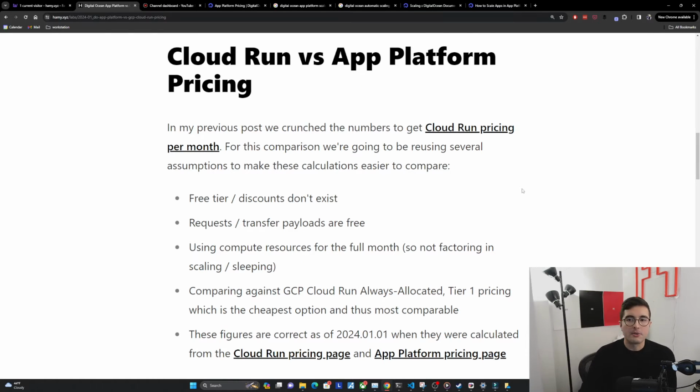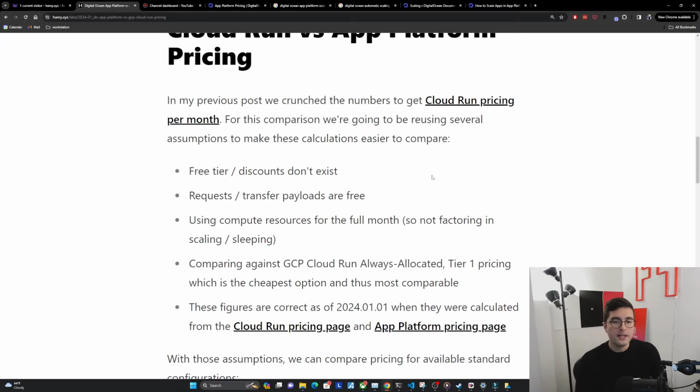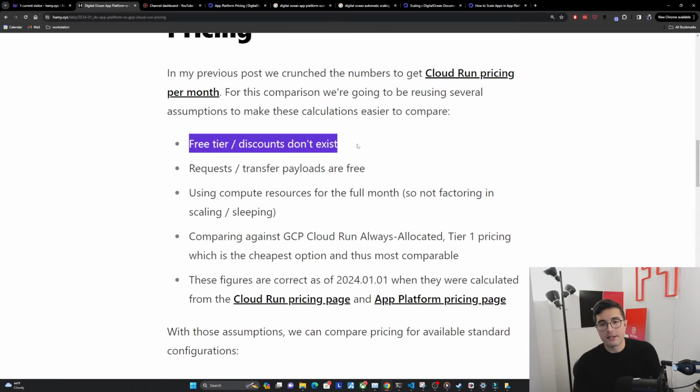All right, onto Cloud Run versus App Platform pricing. In my previous post, we crunched the numbers to get Cloud Run pricing per month. For this comparison, we're going to be reusing several assumptions to make these calculations easier to compare and hopefully more generalizable to more use cases. So the first thing is we're going to just assume that free tier and discounts don't exist. This is because, after your first app, you will probably run out of credits or whatever the free allotment is. And so this gives us a better idea of what the actual cost of an instance would be. So you can do your own calculations and scale that up to your own workload.